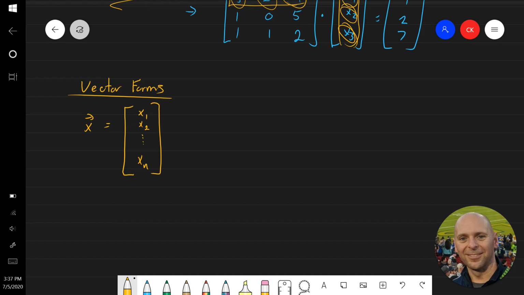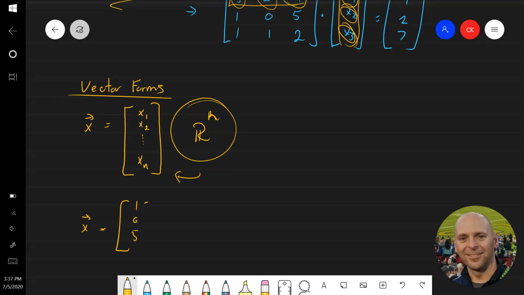And we define the set of all n-dimensional vectors with real components as the Euclidean n space, and we use R^n for that. So R^n now becomes the space in which all of these vectors live. So if we have a three-dimensional vector, maybe x equal to (1, 0, 5), then this vector lives as part of R^3. This is the three-dimensional space in which that vector would exist.